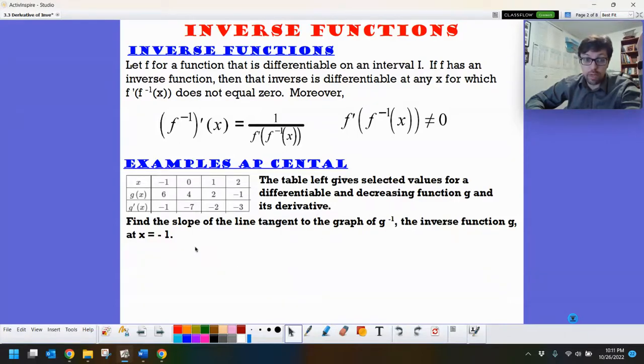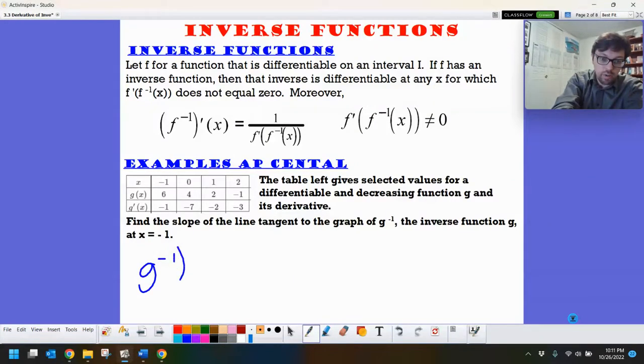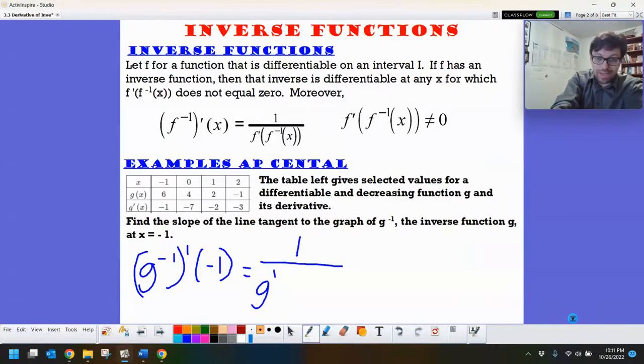So we want to figure out what the slope of the tangent line to this inverse is at x equals 1. So we need to figure out what g inverse's derivative is at negative 1. So that is asking us to figure out what is 1 over g prime at g inverse of negative 1.